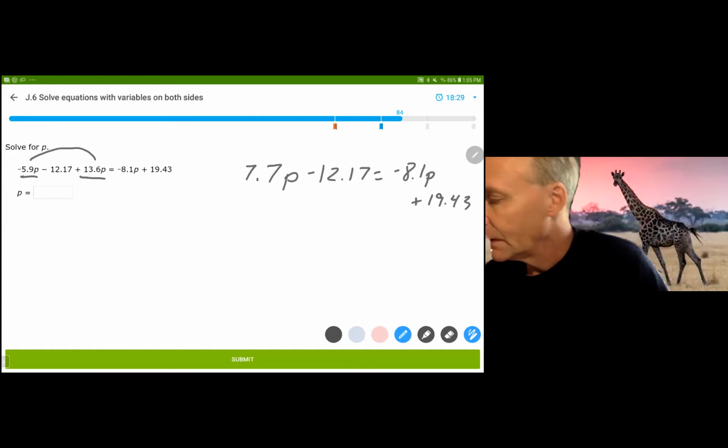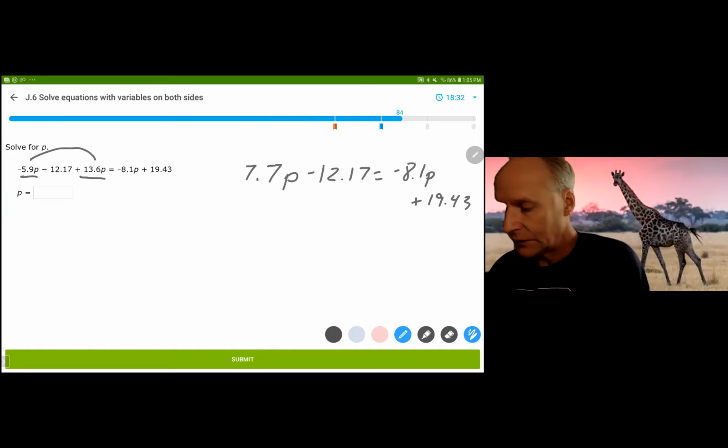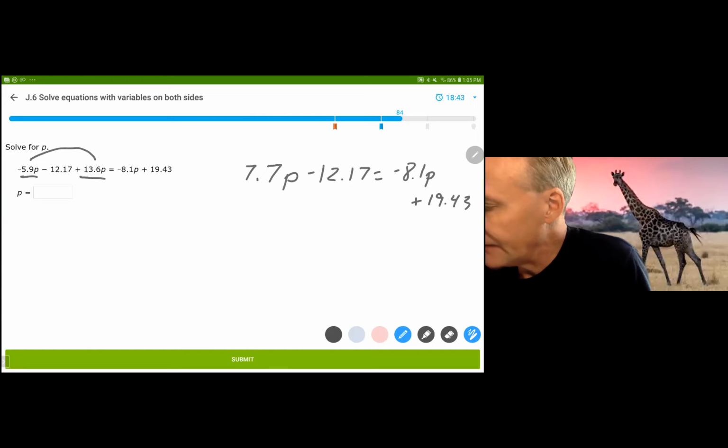Space here. So I'm going to double check my work, make sure I didn't make a mistake. 0.6 minus 5.9, which is 7.7p. Then I'm going to add the 8.1p to both sides.